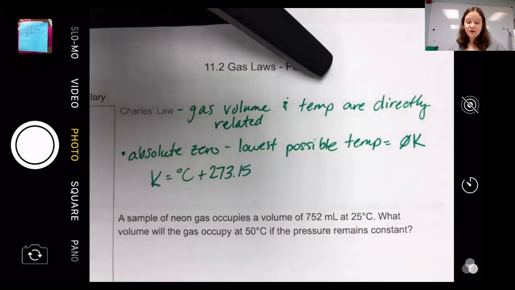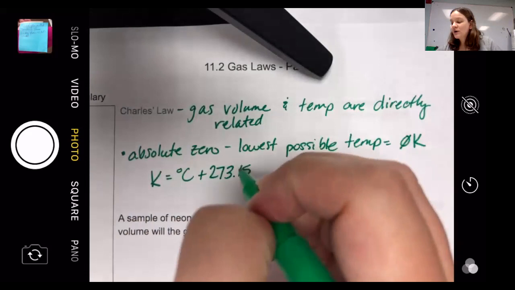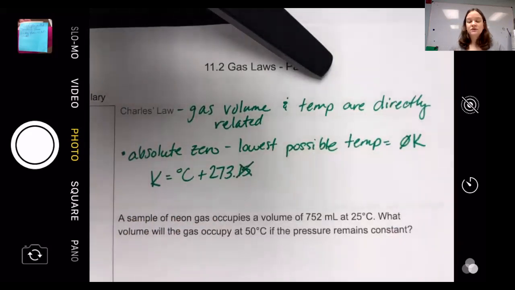It says in this book, they round off 273.15. They just round, they don't do the decimals. You don't have to do this. And so we're just going to take our Celsius temperature and add 273 to it to convert to Kelvin. So to do our math with this, the temperature has to be in kelvins.